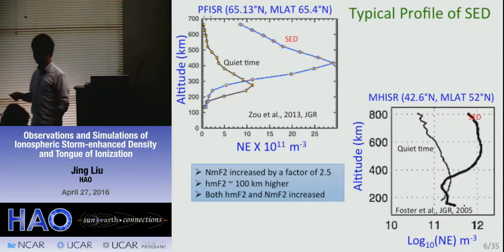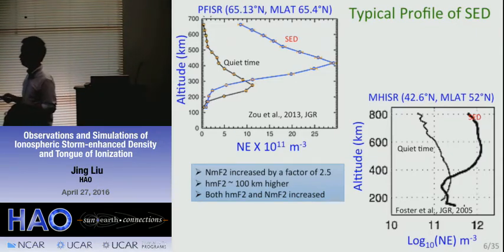The previous slides we show the 2D plot of NmF2. Here I want to show the altitude profile of SED. The blue line is the altitude profile of SED relative to this black one, which is the quiet time. Compared to the quiet time, the storm time NmF2 was increased by a factor of 2.5. And at the same time, the hmF2 was about 100 kilometers higher for the storm time.